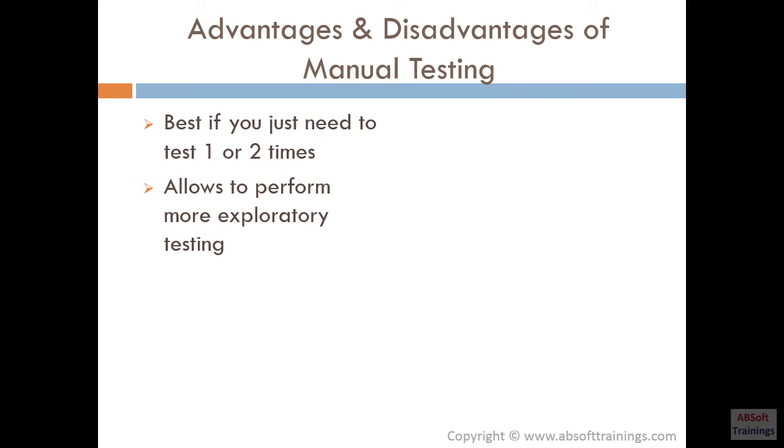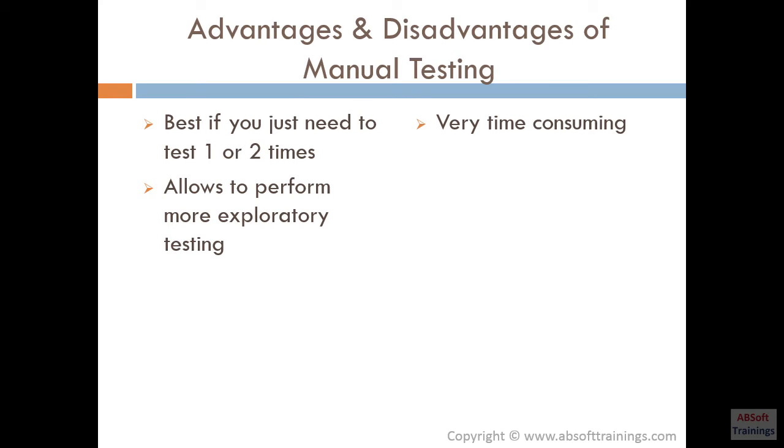Let's say that you are testing a feature and you are finding some defects. Now you can concentrate more in that direction to find out more defects. This is not possible in automation as test steps are predefined.